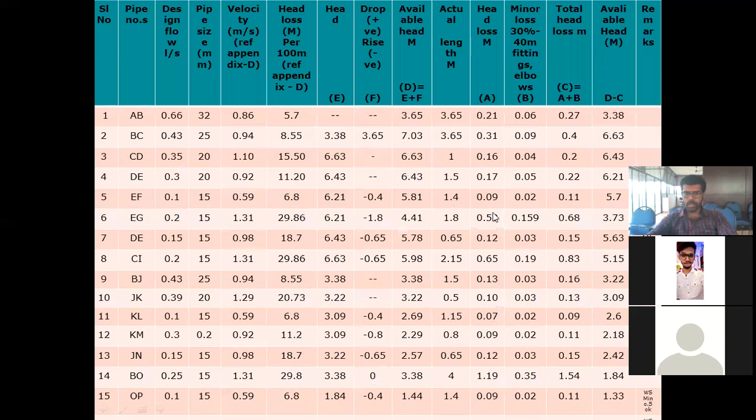Then head loss, how much? You know the formula. You will be getting 0.09. Minor losses, 30% of 0.09. Then total loss, 0.11. Then head available, 5.7.